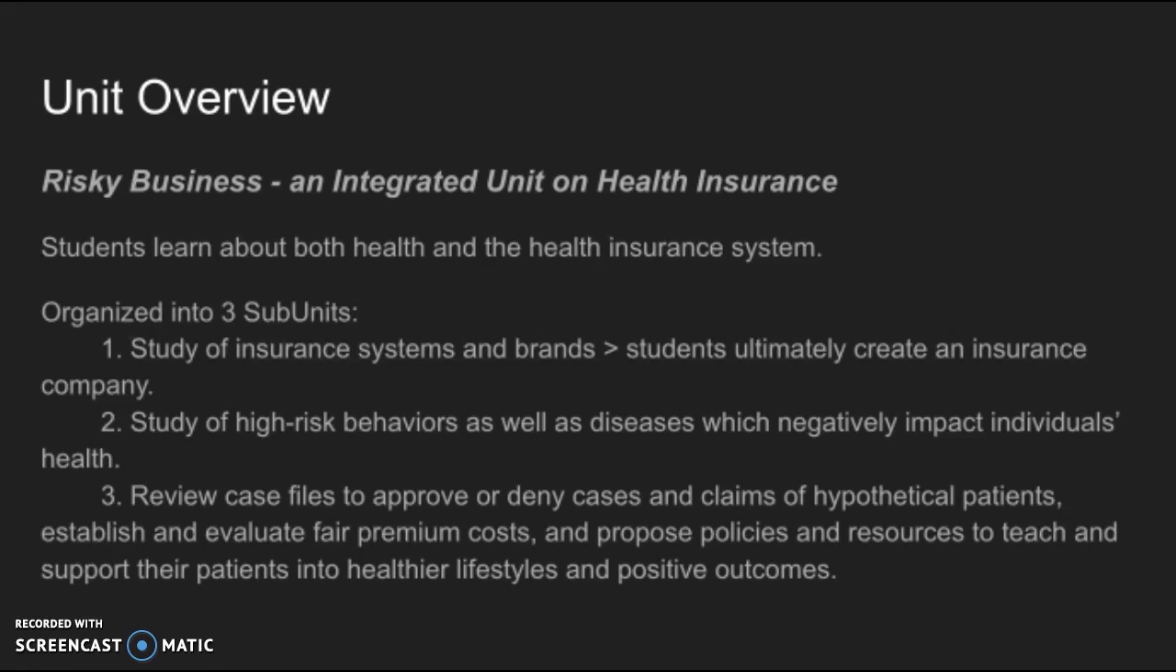The second subunit is studying more of the biology side. So looking at high-risk behaviors, whether that is diet or activity, and there's also a pretty large component on genetics. So behaviors, diseases, genetics, which can all negatively impact individuals' health. And they do that ultimately so that students can take that information and see, if a patient were to have a certain health record, what type of insurance coverage might be optimal for them, and what are their chances of being denied, that sort of thing.